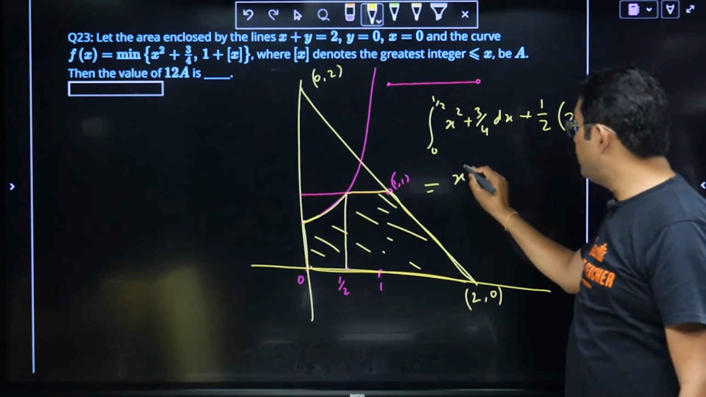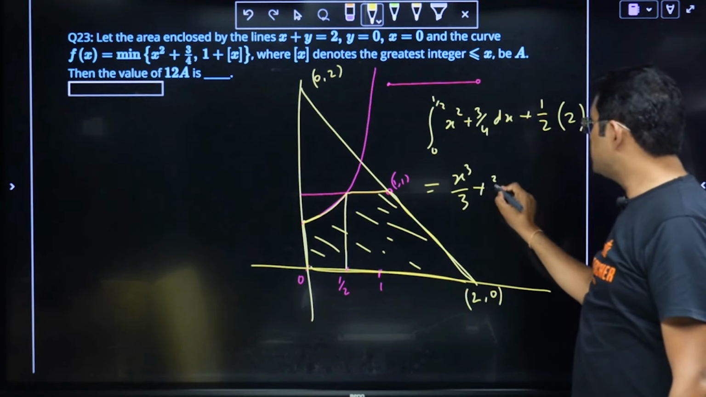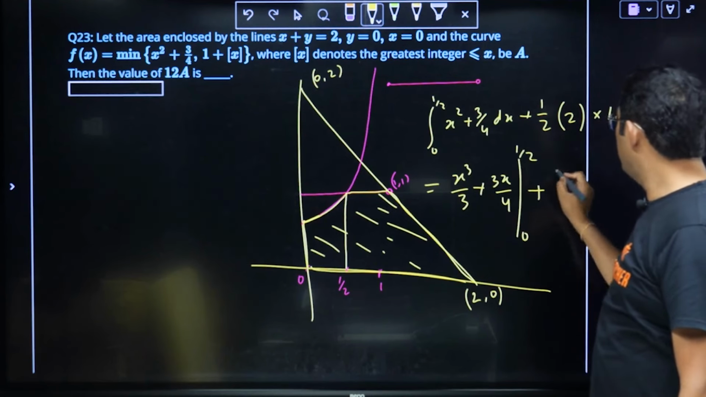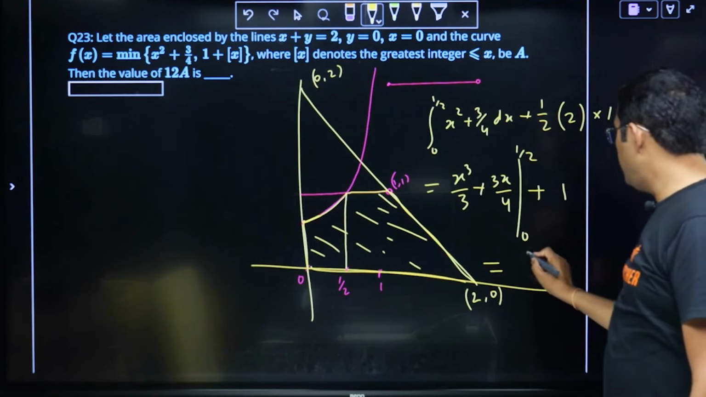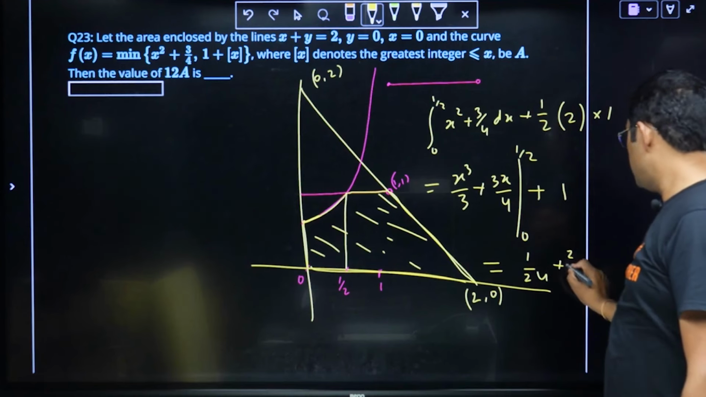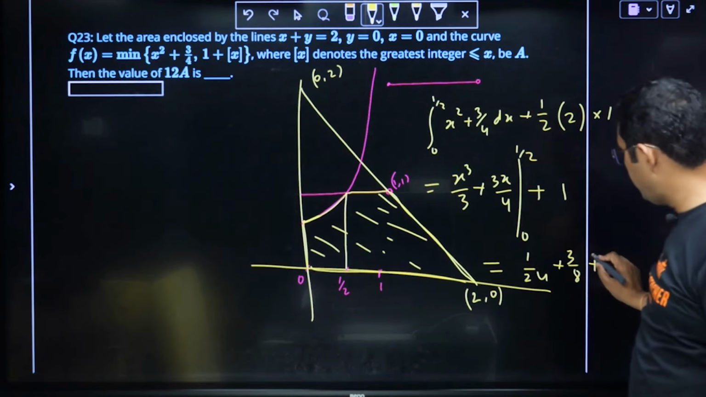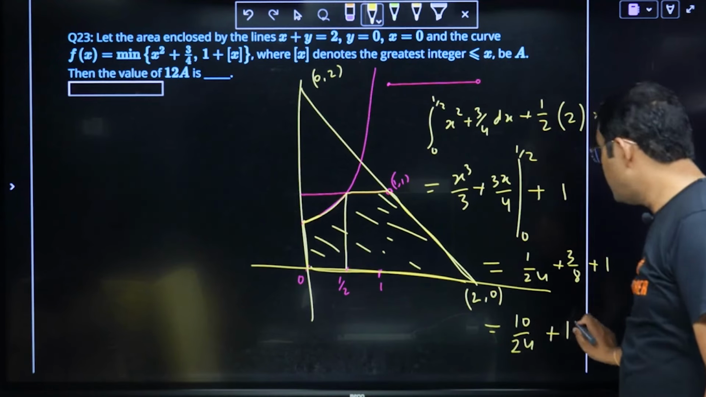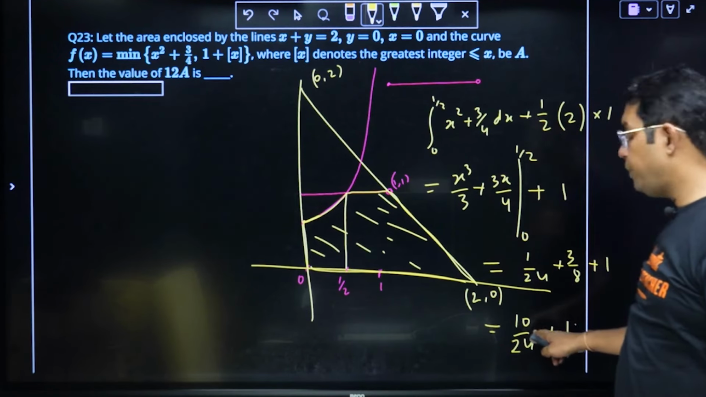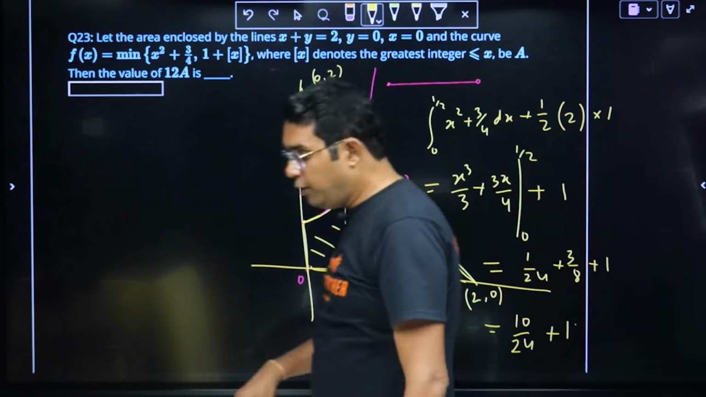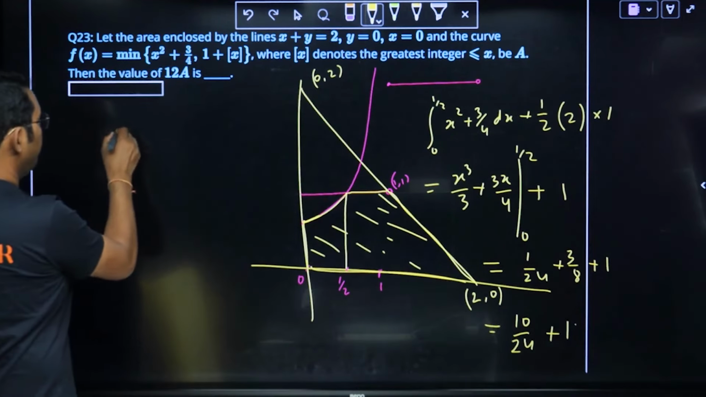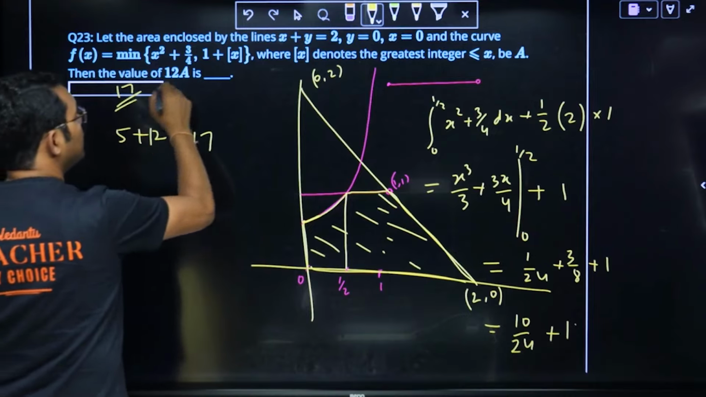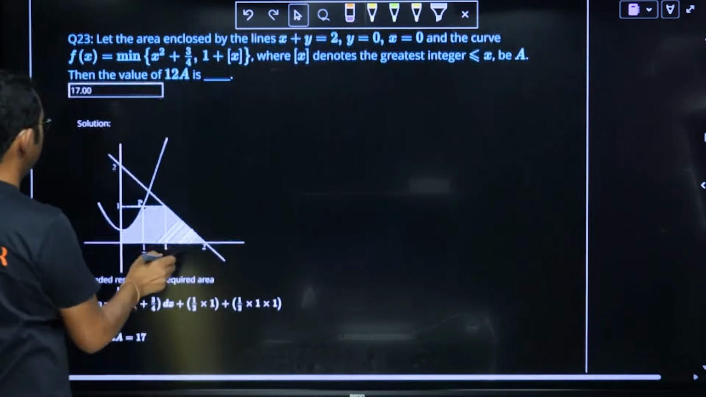Now the integration here would be x cube upon 3 plus 3x upon 4, and limits will be from 0 to half, and that is 1 here. If we put 1 by 2 here, it becomes 1 upon 24 plus 3 upon 8 plus 1. Multiply by 3 here, so 9 plus 1, 10 upon 24 plus 1. And we are looking for 12a, so multiply by 12 here, so this will be 5 plus 12, that is 17. So the answer for this question is 17.